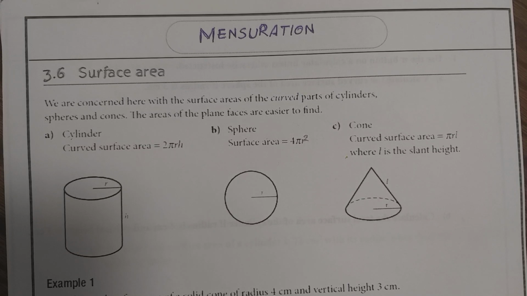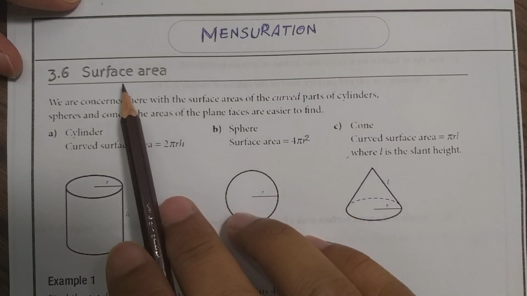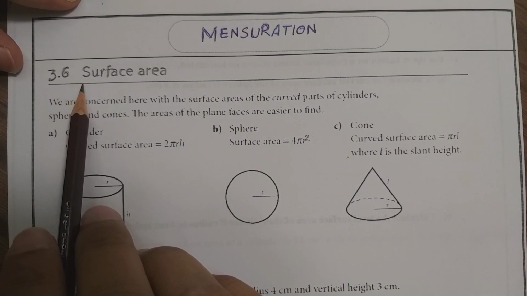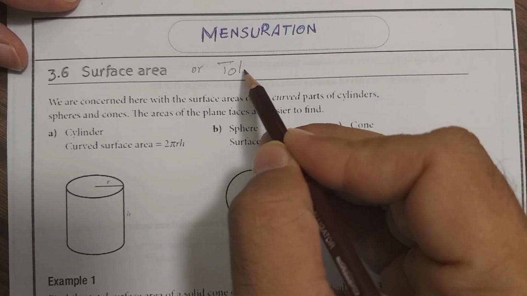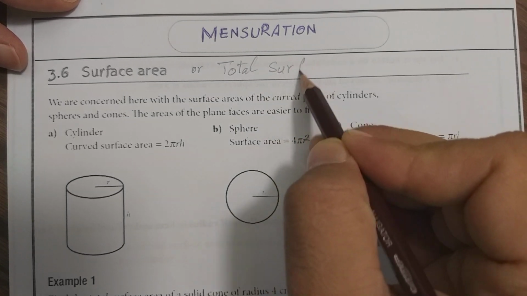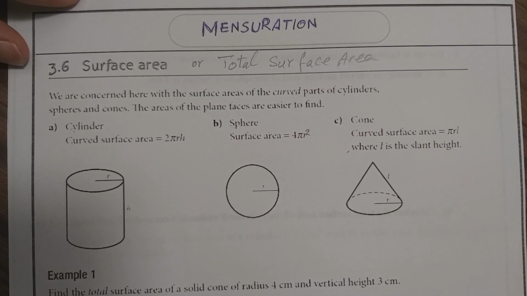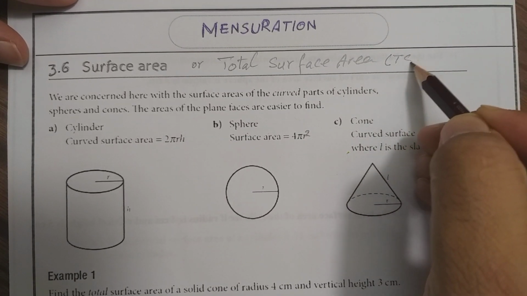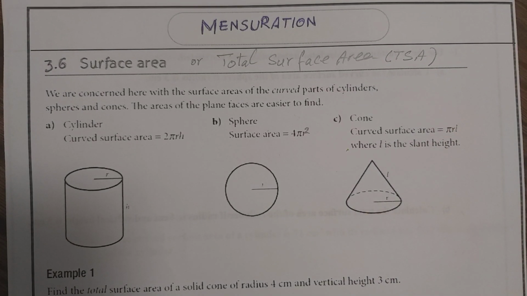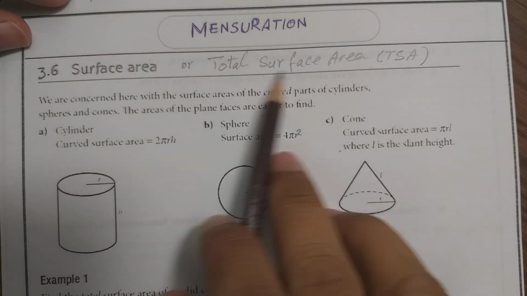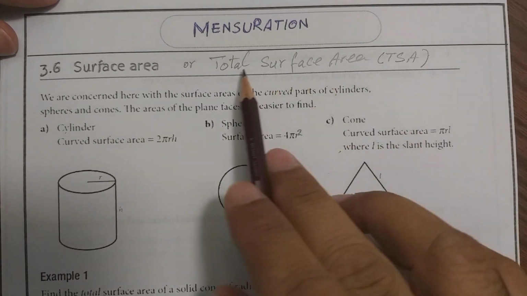Today we are going to talk about mensuration. In mensuration, today we are going to talk about surface area, or we can say total surface area. Both are the same. In short, you can say TSA, total surface area. But don't write it in short, go for the whole. But maybe I will use TSA or somehow the total name.